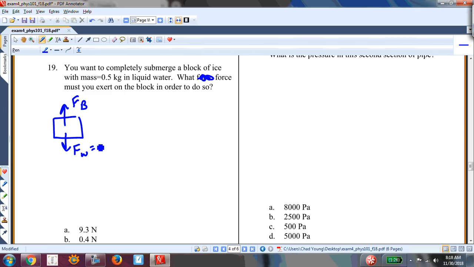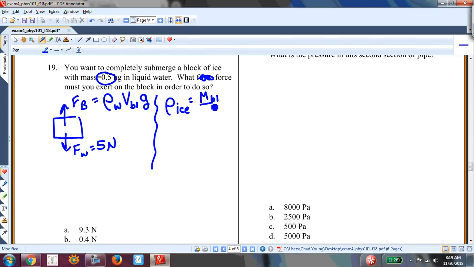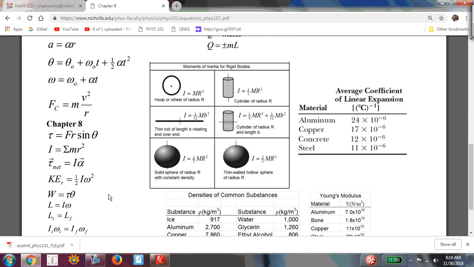All right, the weight is equal to a half times 10 is equal to 5 newtons. I just multiplied this times g. Now the buoyant force is equal to the density of liquid water times the volume of the block times g. I don't know the volume of the block, and that's what makes this a little tricky. To find the volume of the block, I say the density of ice is equal to mass of the block divided by the volume of the block. The density of ice is not given here, it is on your equation sheet.